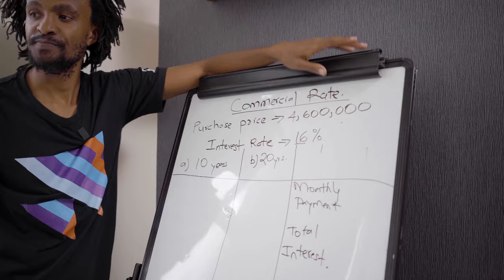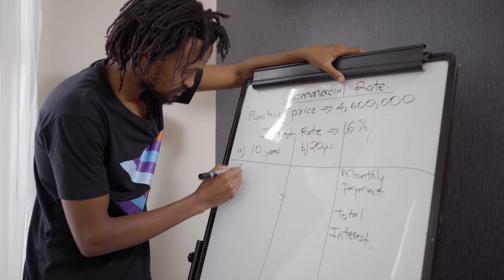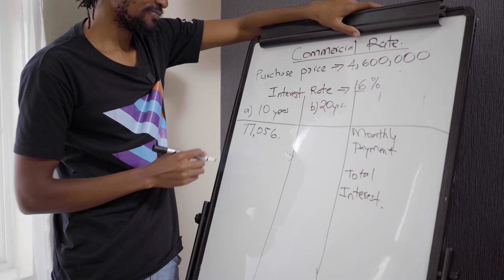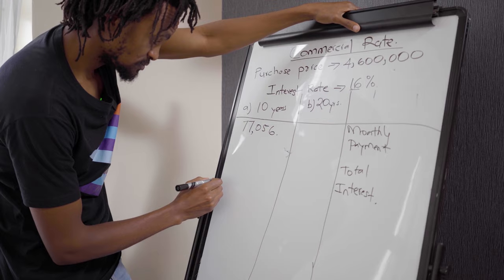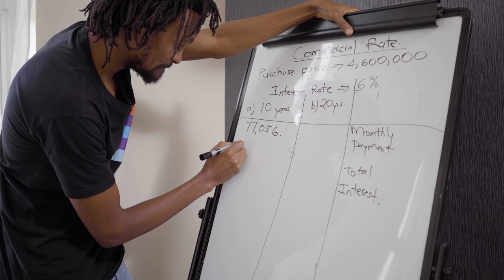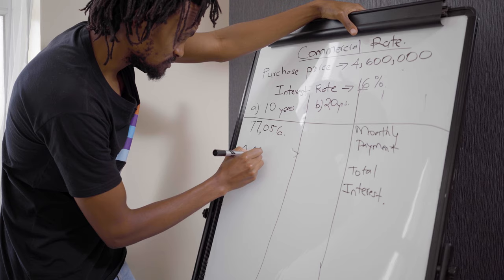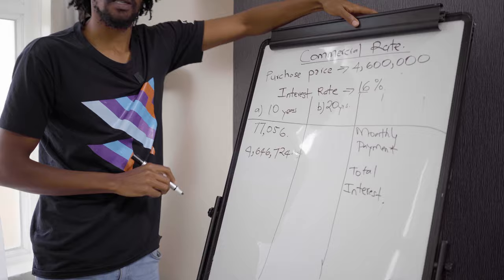So the monthly payment in this case, for 10 years, is 77,056 shillings. The total you will pay, 9 million. The total is the second row, right? Oh, total interest. Okay, fine. Total interest, 4,646,724.